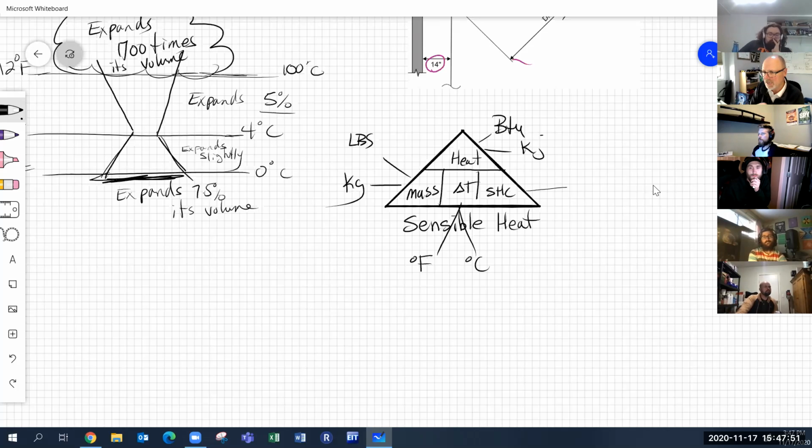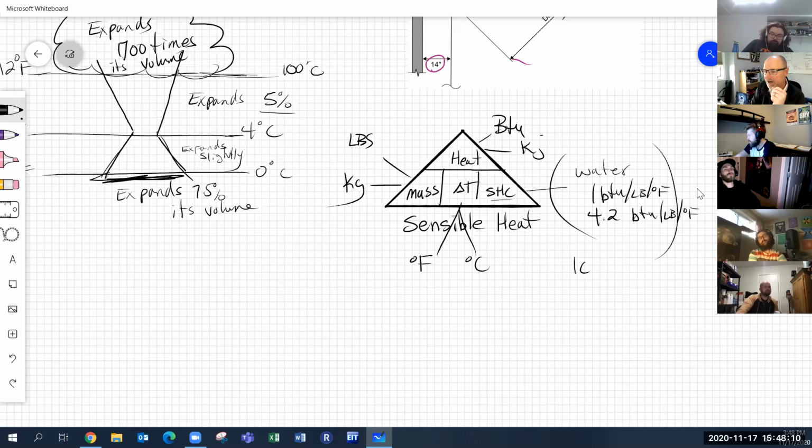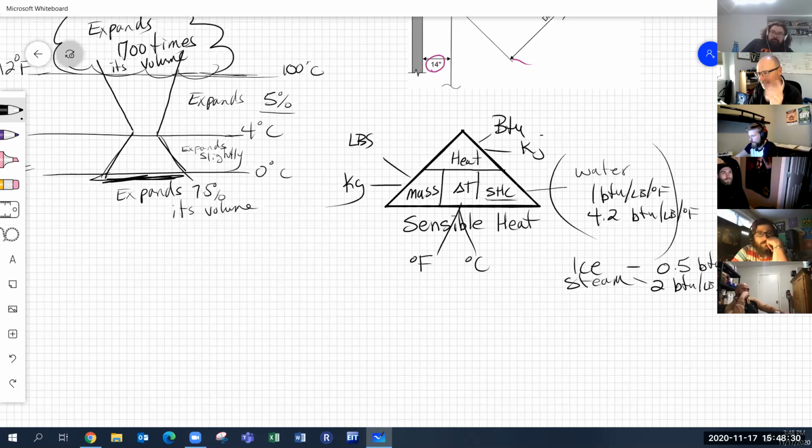Now, this specific heat capacity is a multiplier. Water is 1 BTU per pound per degree Fahrenheit, and the metric equivalent is 4.2 kilojoules per kilogram per degree C. And that's for water. Then they have ice and steam, and these are 0.5 BTUs per pound per degree Fahrenheit, and for metric, it is 2 kilojoules per kilogram per degree C. So those are the specific heat capacities that we use the most.